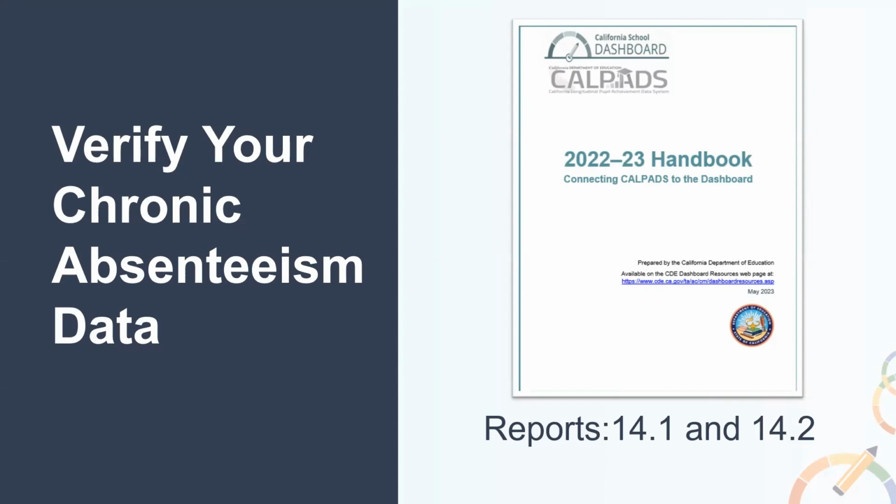These reports are annually available starting in May and can be reviewed through the CalPADS end-of-year certification window. Further information on how to access these reports is available in the Connecting CalPADS to the Dashboard Handbook, which is linked in the note-taking guide.